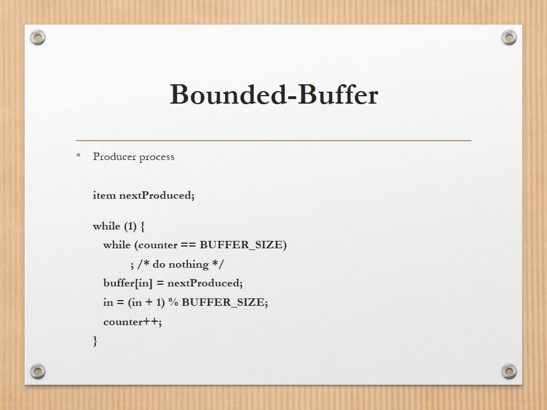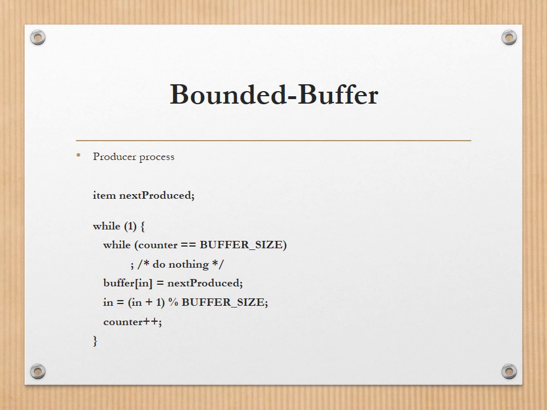We will focus on the producer process in the bounded buffer problem. The producer is responsible for generating data and storing it in a shared buffer, while ensuring synchronization to prevent data loss or corruption. Understanding the producer process: the producer follows a continuous loop, where it performs the following steps. Check buffer availability. If the buffer is full, counter equals BUFFER_SIZE, the producer waits. This prevents overwriting existing data.